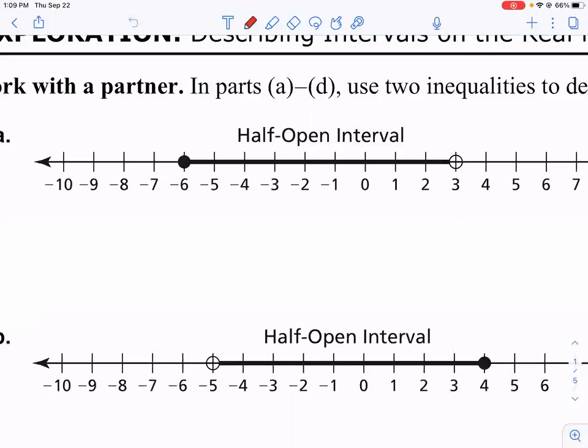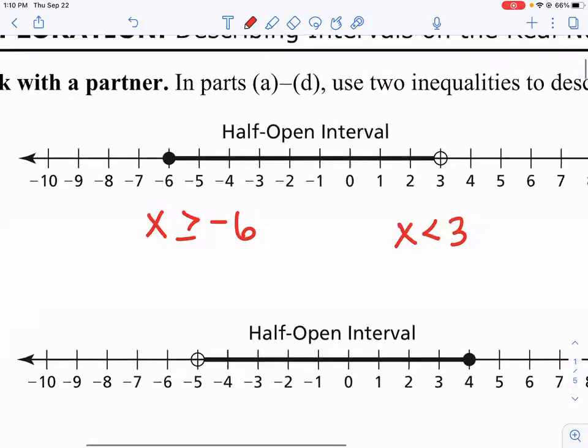Okay, so for the past 5, 6, 7 minutes, I've had you work on this. Right here, this inequality. If the line is shaded this way, we know that x is greater than or equal to -6. If from here, the line is shaded this way, this means x is less than 3. Are you with me? Yeah.